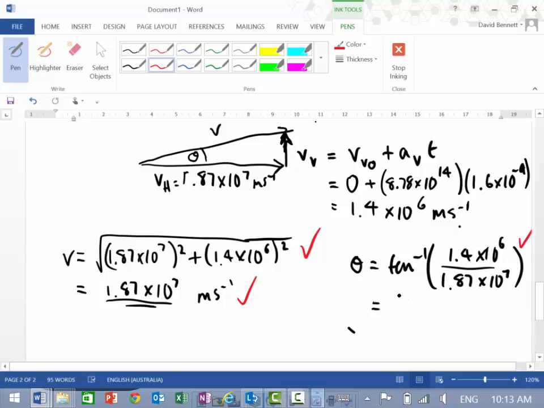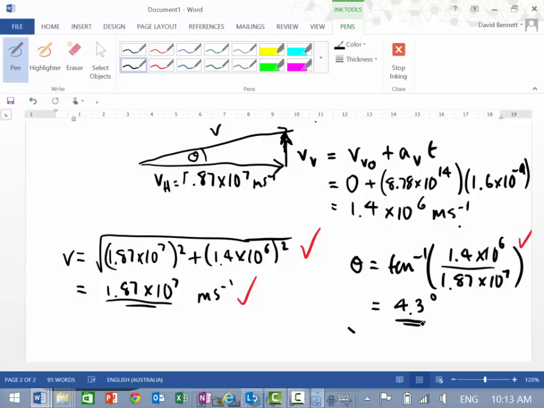Got an angle? It's doing your head in? 4.2. 4.2. 4.3. Did you round up anything? Yeah, because it was 4.28. Yeah, 4.3. Okay, so 4.3 degrees.